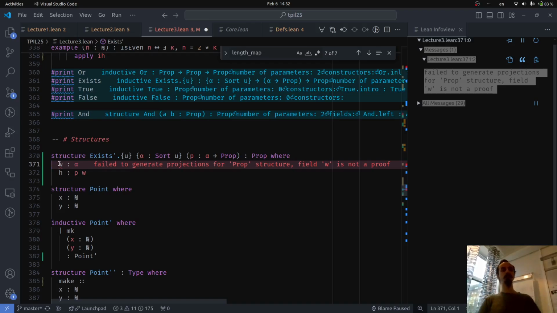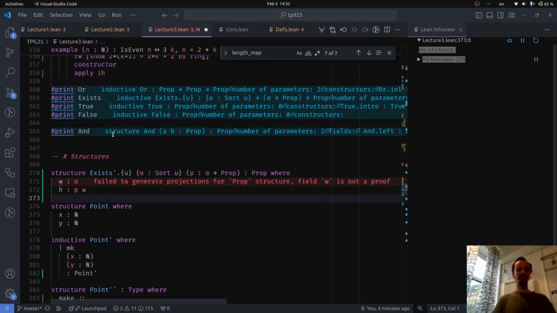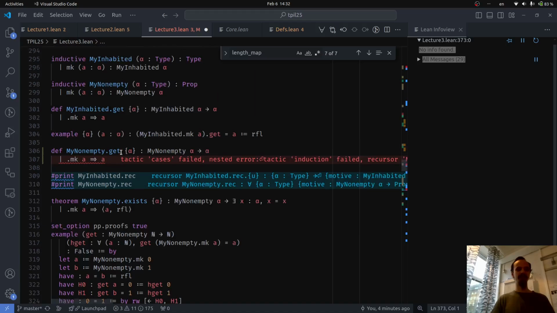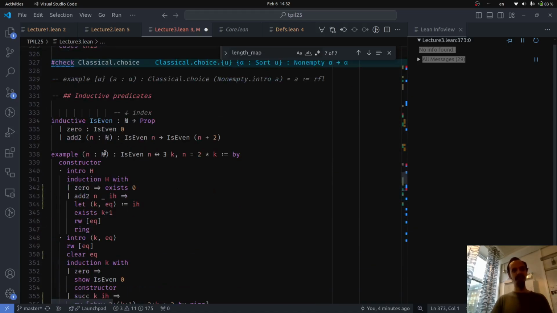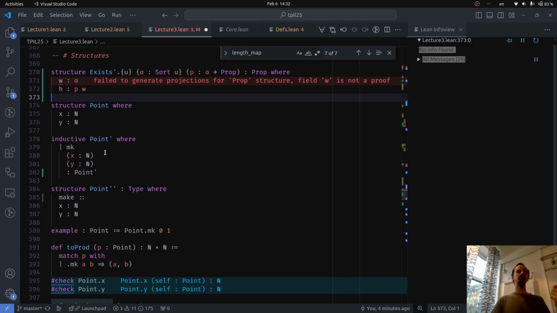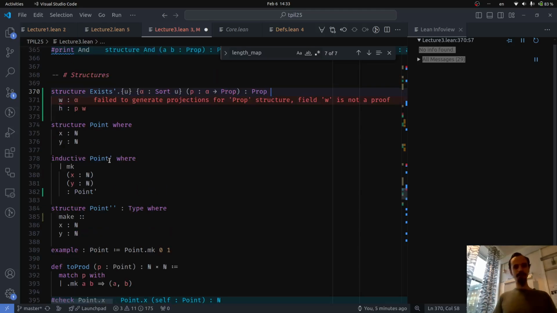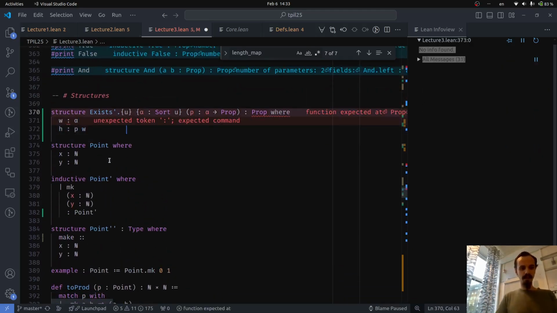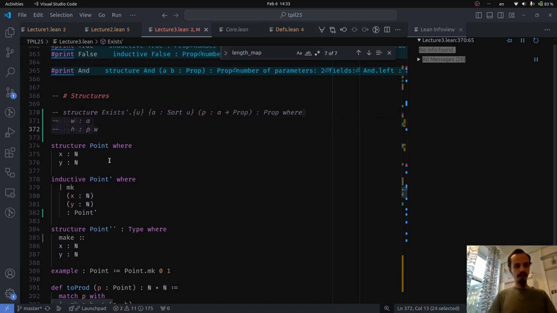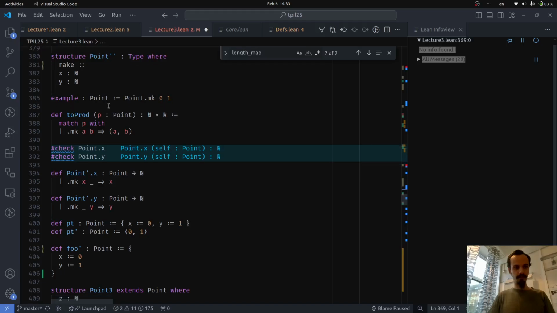It says failed to generate projections for a prop structure. Field W is not approved. And you can kind of see what the issue is. What it's trying to do is define exactly that kind of get function that we were writing up here. So like I said, structures have both the inductive type and also a couple extra functions, which are these projection functions. And Lean gets very mad at you if it's not able to define those functions. So that's why you can't make it a structure.